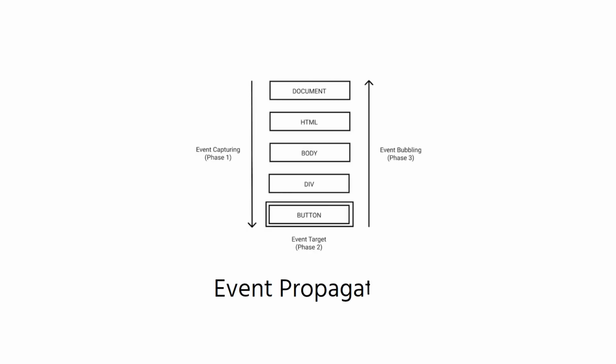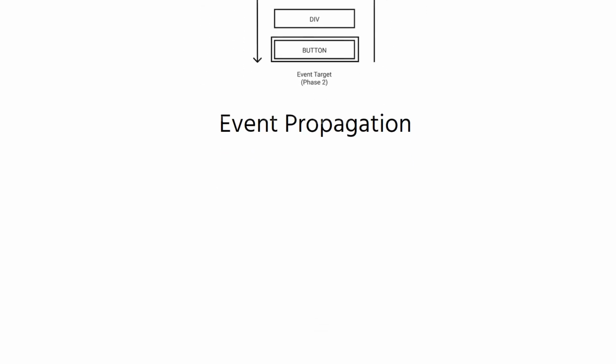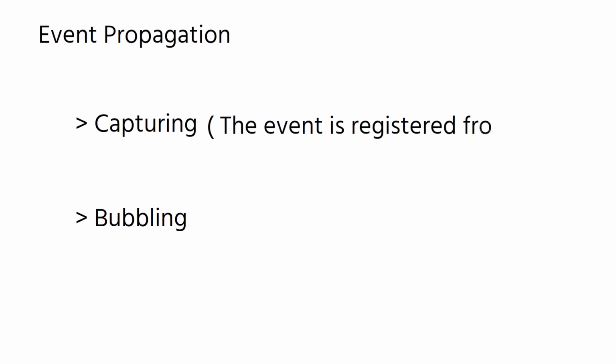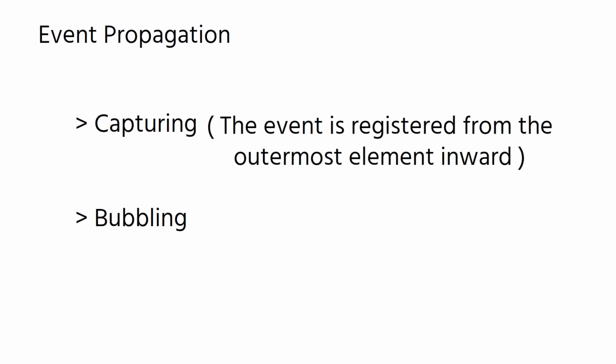This process follows a model known as the event propagation model, where events travel through different levels of the document structure. Propagation has two main phases, capturing and bubbling. In the capturing phase, the event is registered from the outermost element inward, while in the bubbling phase, it goes from the innermost element outward.